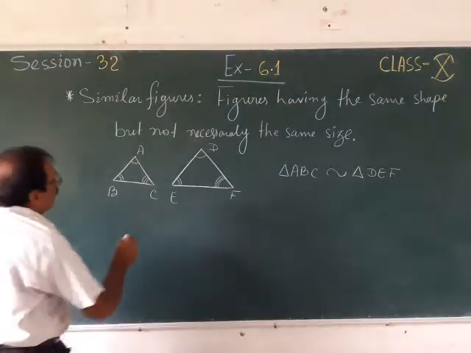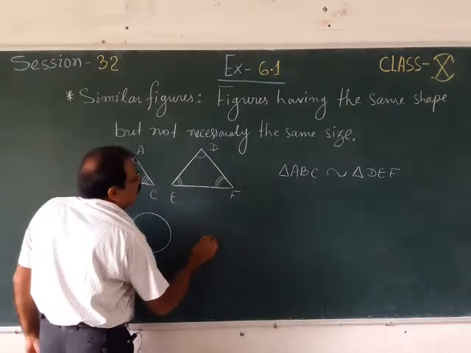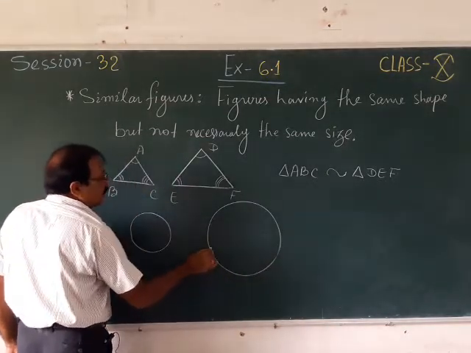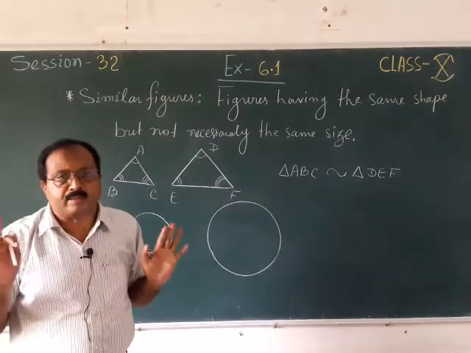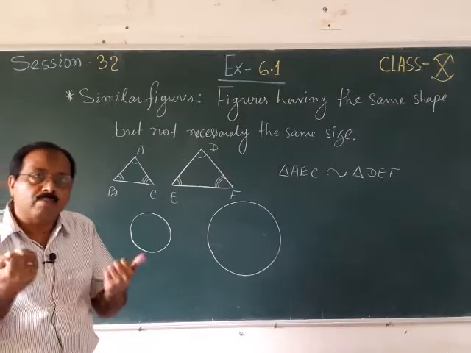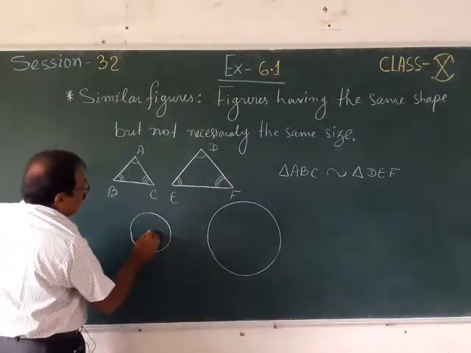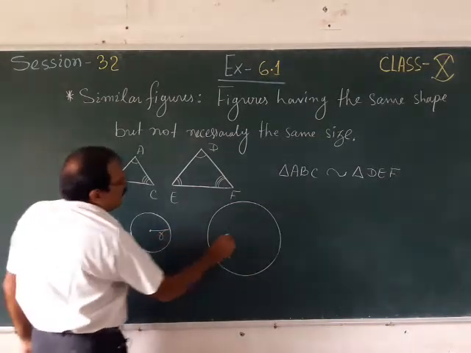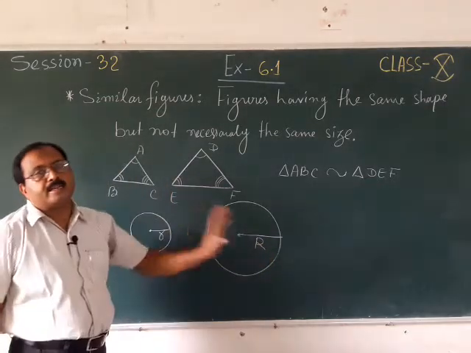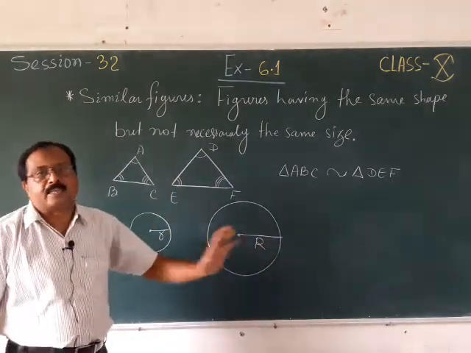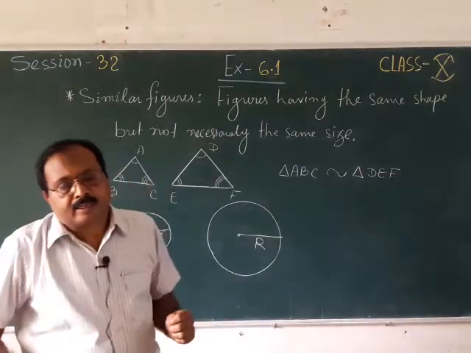Suppose I am drawing two circles. One circle is there, another circle is there. You can see both are circles. That means two circles are always similar. Suppose this circle's radius is a small r and this one's radius is capital R. There is no relation needed between the radii, but the circles are similar. A very common example you can take.